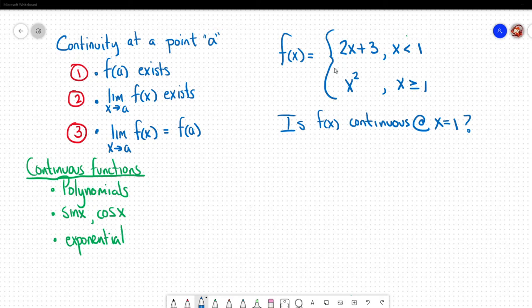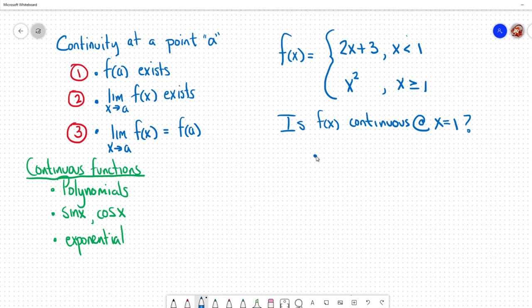So here we have our f of x, and we want to ask the question, is it continuous at x equals 1? So I have 2x plus 3 when x is less than 1, and then x squared when x is greater than or equal to 1. So is this continuous at 1? First, I see that these two pieces are in fact continuous functions. They're both polynomials, so I'm keeping that in the back of my head. No asymptotes floating around anywhere. The question is, do these two pieces connect nicely at this x equals 1?